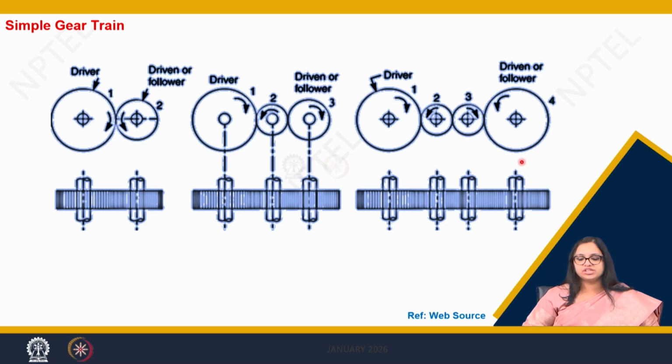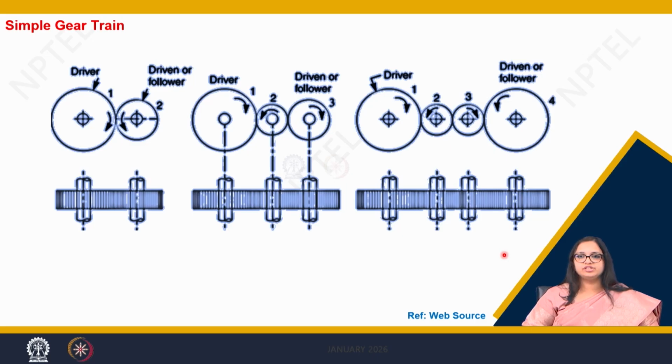Now when such configurations are used, when the distance between the driver and the driven is more, we use such configuration. So all of this kind of configuration, even though there are two gears or multiple gears, this kind of gear trains we call it as a simple gear train.